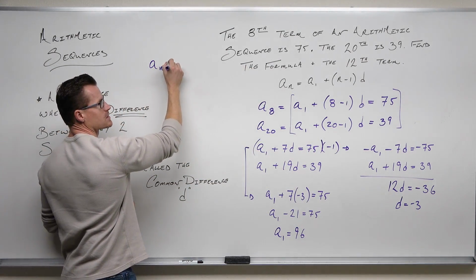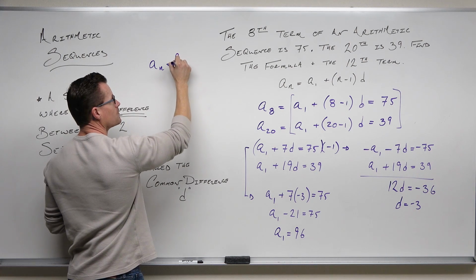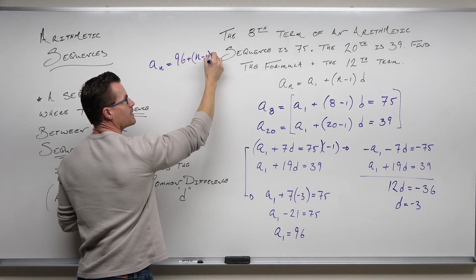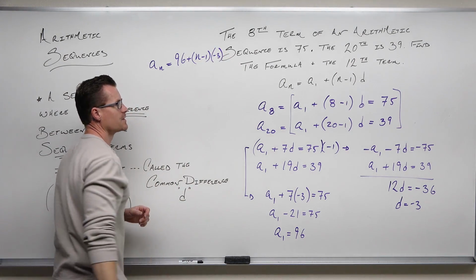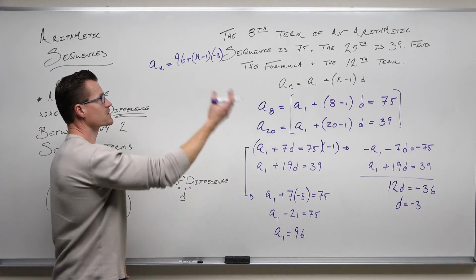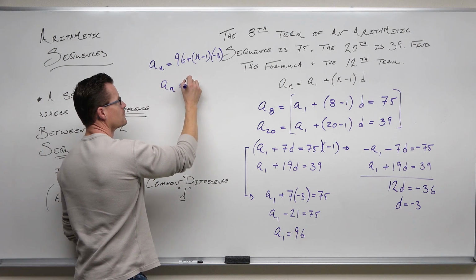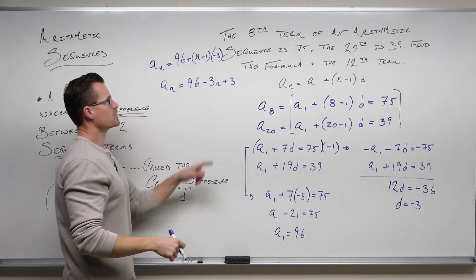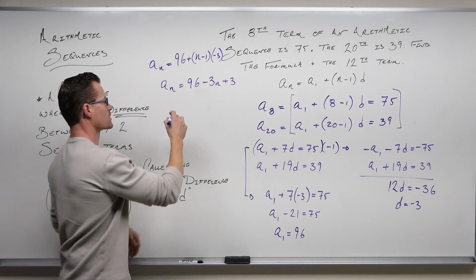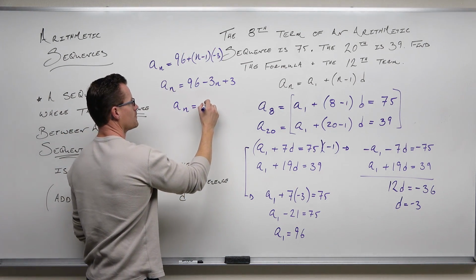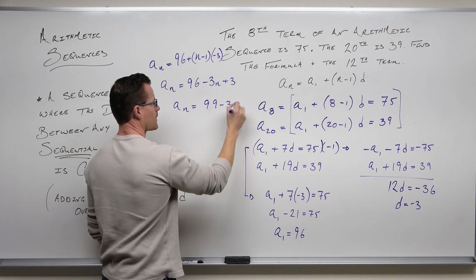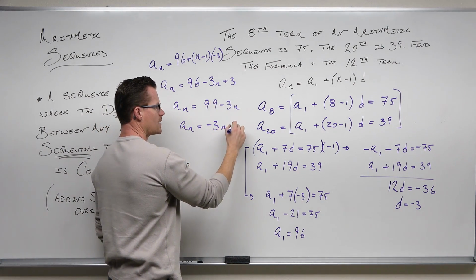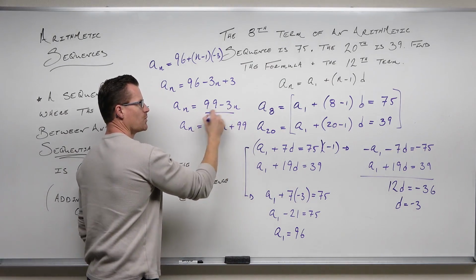So our sequence is our first term plus n minus 1 times our common difference of negative 3, which we've already found. Let's go ahead and distribute. So distributing, that's minus 3n plus 3. Writing this a little bit differently, you can leave it like this, it's totally fine. Negative 3n plus 99. This is probably more appropriate.